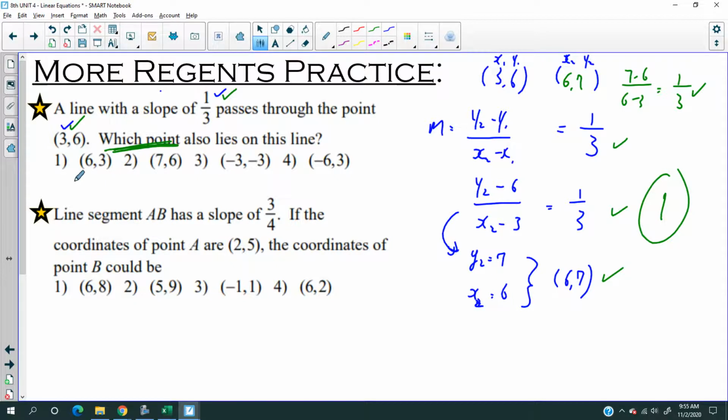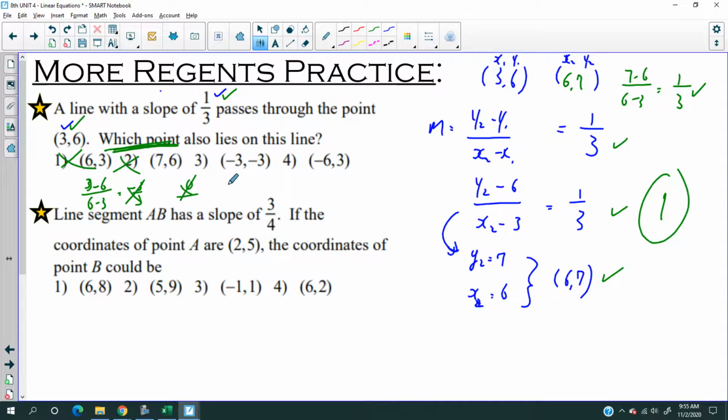So watch, for example. Let's use this as the first one. So 3 minus 6, right? Over 6 minus 3. I already know this isn't it, because that's negative 3 over 3. So that's no good. 7, 6: would 7, 6 also work? 6 minus 6 is 0. Nope, I already know that doesn't work. So these are no good, right?